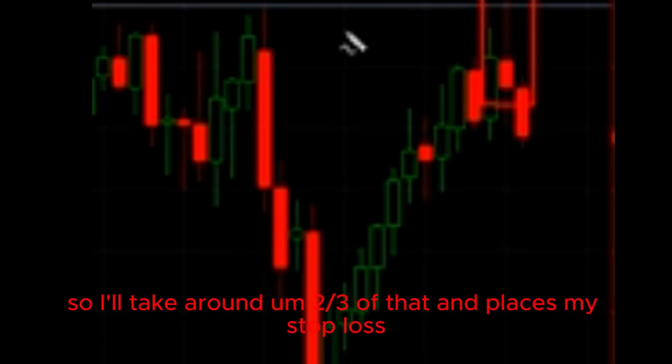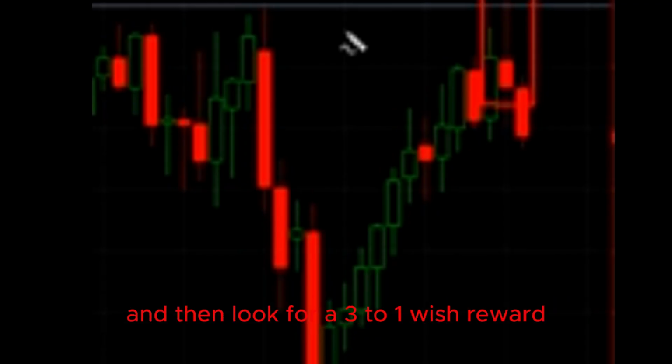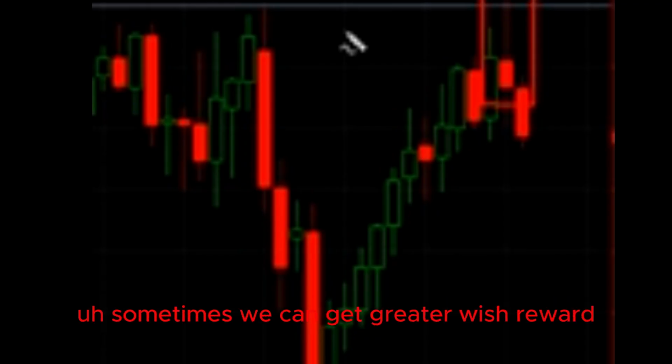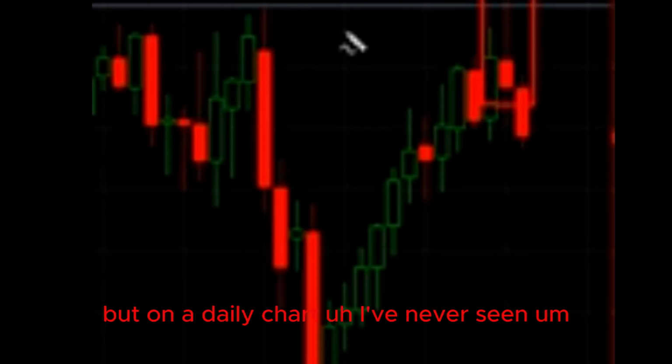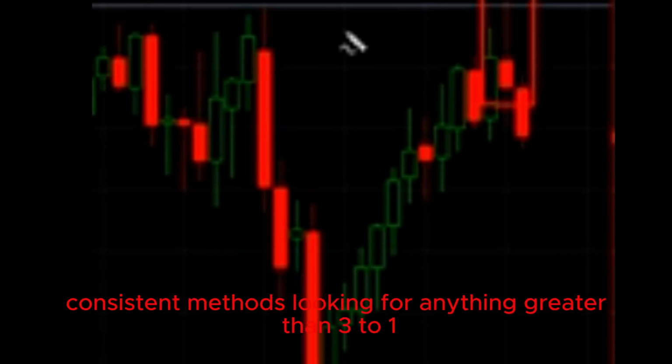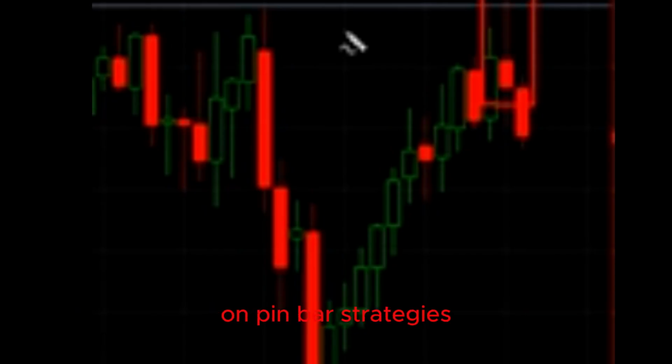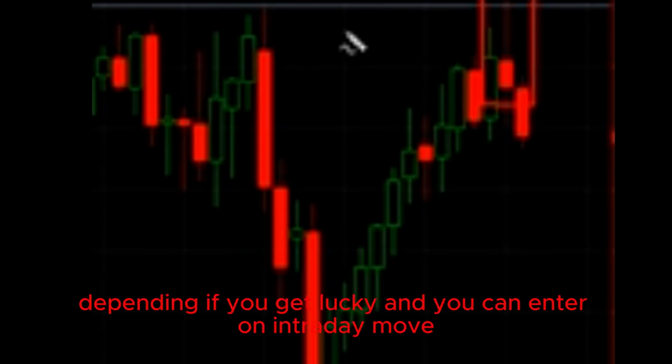I look at the average true range at the moment, the 5-day average true range is around 85 points, so I'll take around 2/3 of that and place it as my stop loss, and then look for a 3-to-1 risk reward. Sometimes we can get greater risk reward, but on a daily chart, I've never seen consistent methods looking for anything greater than 3-to-1 on pin bar strategies. Depending, if you get lucky, you can enter on an intraday move.